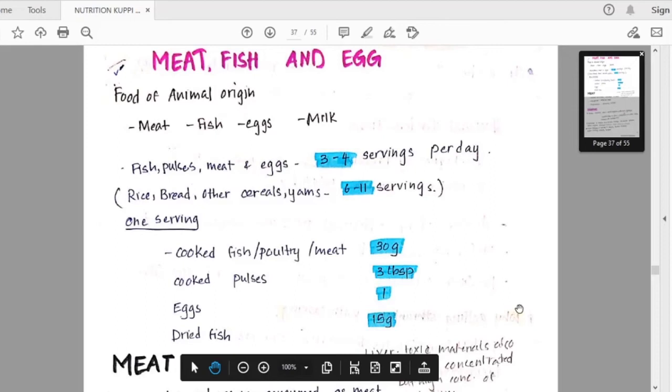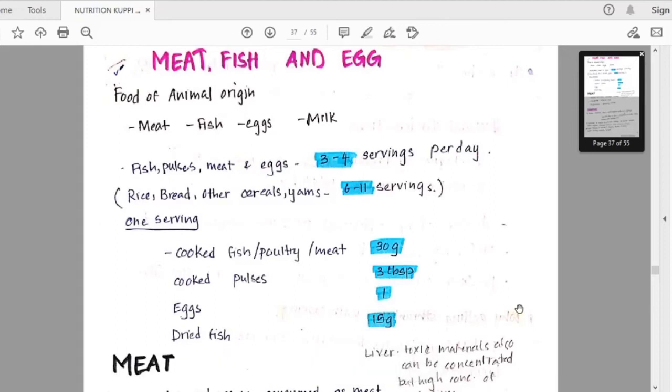Meat, fish, and eggs. Then food origin, they are meat, fish, and eggs. So it is of animal origin.